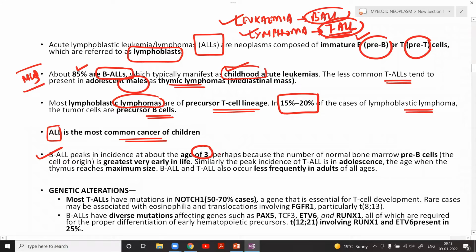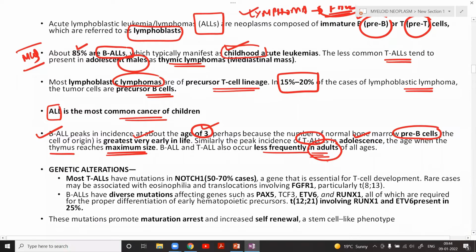Why is it so early? Because it is at this age that the number of precursor B cells is maximum. It is greatest, very early in life. Similarly, the peak incidence of T-ALL is seen in adolescence. Why? Because it is at this age that the thymus reaches the maximum size containing the maximum amount of precursor T cells. That is why T-ALL is maximally seen in adolescence, because at that age the thymus reaches its maximum size. Now remember, B-ALL and T-ALL also occur less frequently in adults of all ages. So it is not like the leukemia doesn't occur in adults, it occurs, but less frequently. And remember, the prognosis in adults is far worse as compared to that which we see in children.